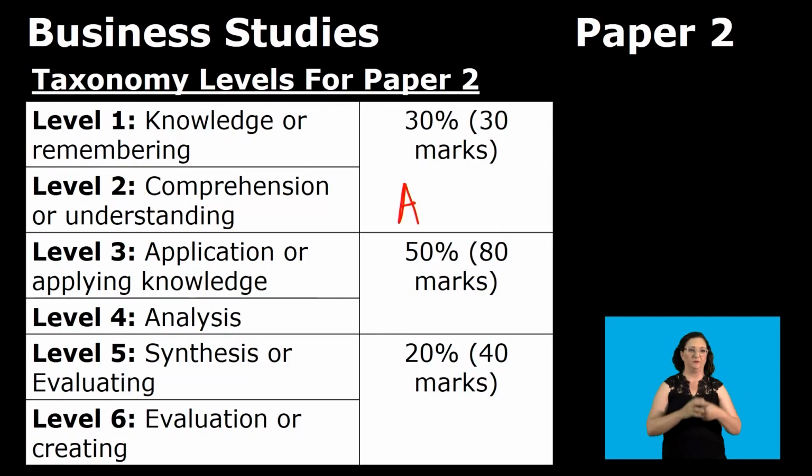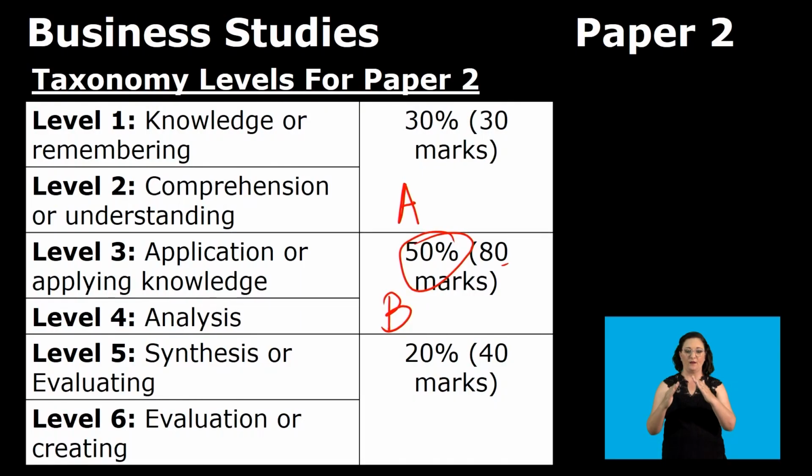And then when we move on to level 3 and level 4, level 3 is your application or applying knowledge. Level 4 is analysis. So this is mostly found in your section B, and as you can see, it holds the majority here. Majority of the marks is 80 marks, so 50%. You've got your 3 questions. You'll only answer any 2 of your choice.